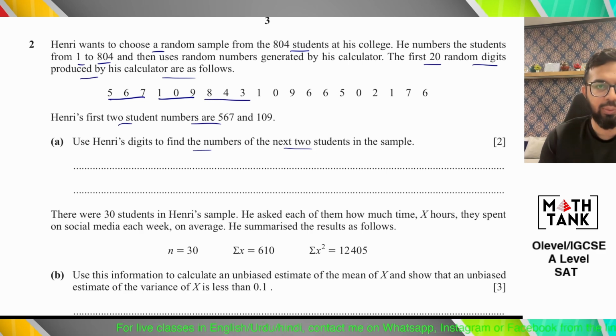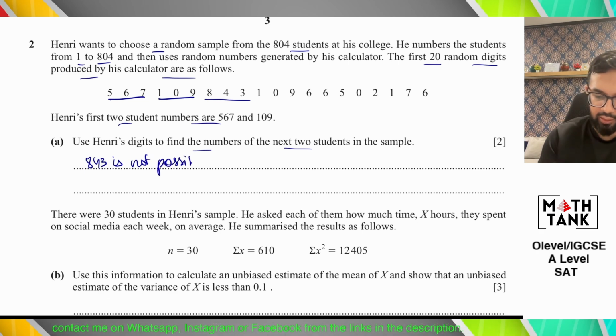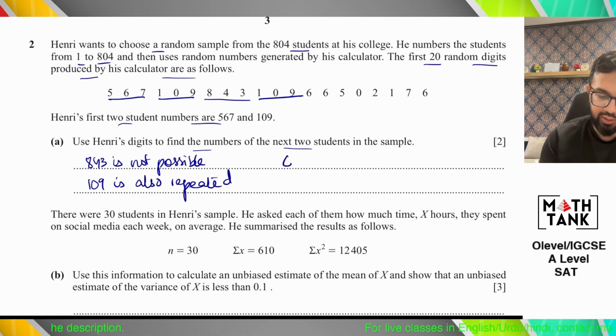So 843 won't hold. 843 is not possible. The next number has to be 109, but 109 is also repeated. The next number is 665. And then 021 or 21 are the next two numbers.